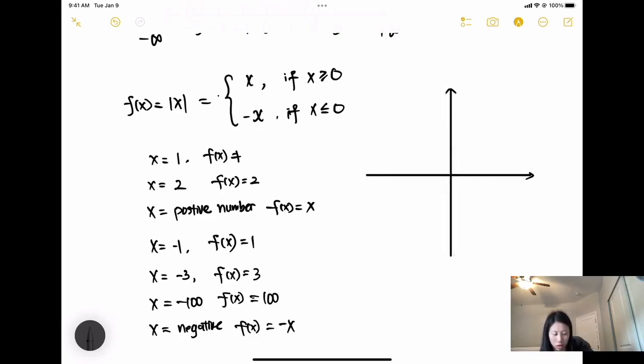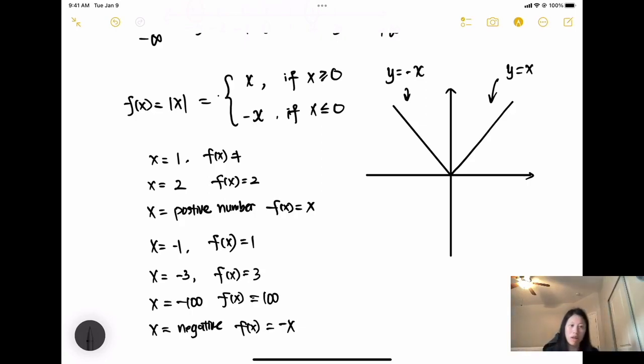On the graph, this looks like a V shape. When x is greater than or equal to 0, which is on the right side, the function should equal y equals x, right? Which is our identity function. And then on the left side, this is basically y equals negative x. It's the reverse, or the mirror, of the identity function.